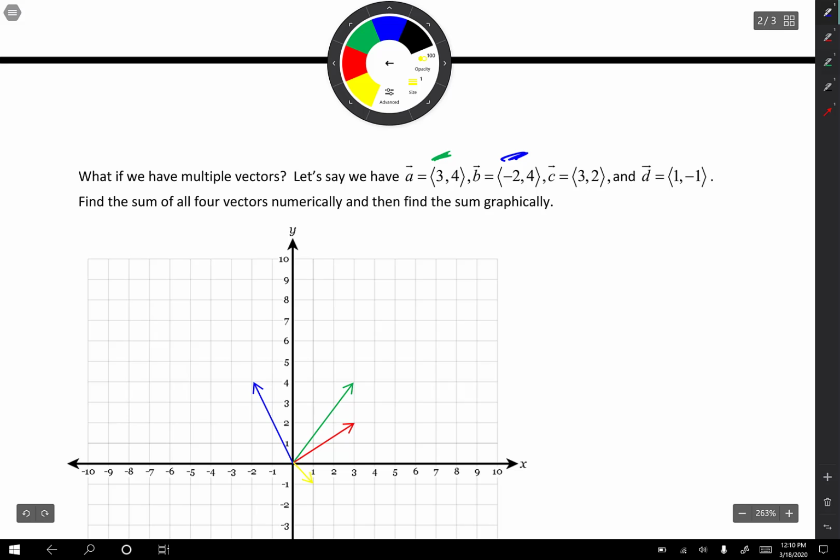Then we used red. And then finally yellow. Well, I don't have yellow in here, so let's use, okay, you guys know, yellow. All right, we're going to add them all up.